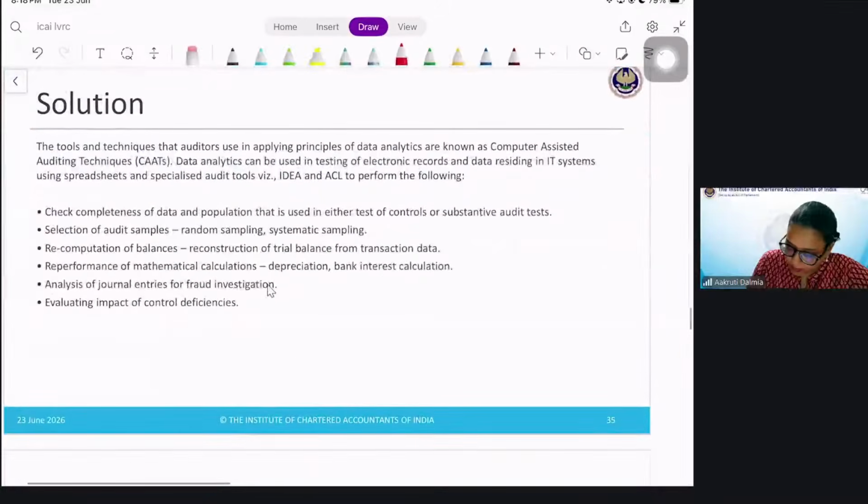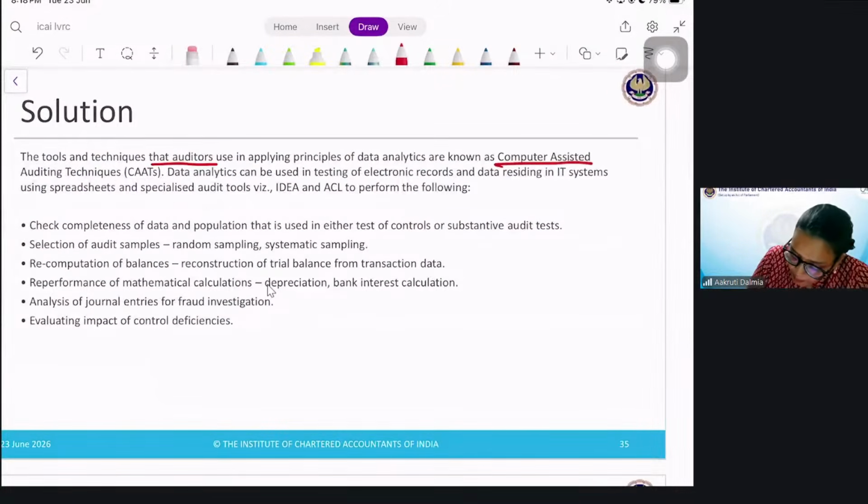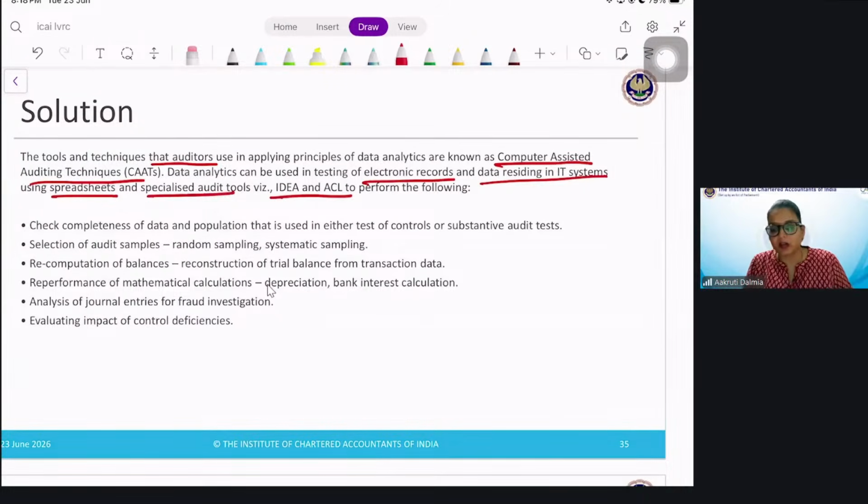So the tools and techniques that auditors use are called computer assisted auditing techniques. Data analytics can be used to test electronic records and data in IT systems using spreadsheets. Spreadsheet is your Excel sheet. Other specialized tools like IDEA and ACL. So IDEA and ACL are audit software. If you import your client's sales in it, and if you give instruction to create aging of sales, or find a sample of 1,000 sales out of 20,000 sales, all these software can perform those functions. But if you don't want to purchase a specific audit software, you can simply use your Excel sheet.